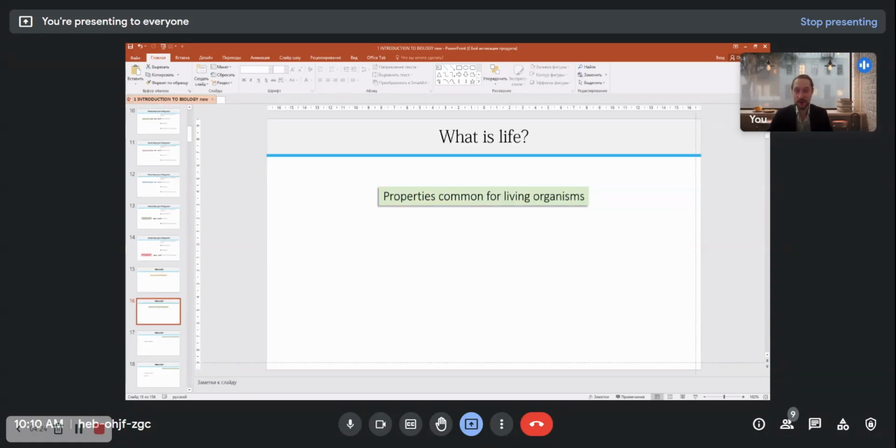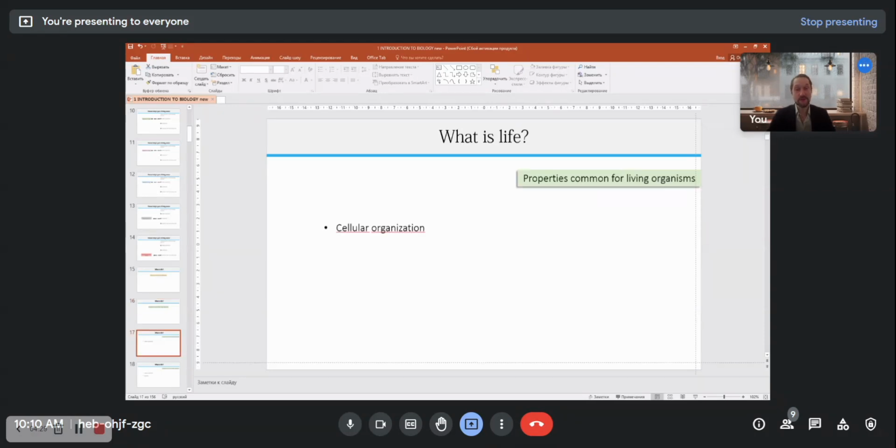So what properties are common for all living organisms? First of all, it is cellular organization, with tiny but extremely important exceptions that I will mention later. Then another property is sensitivity.